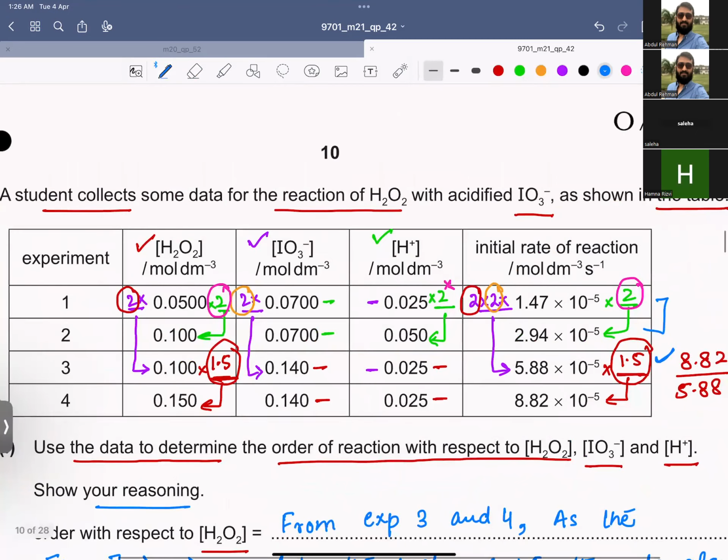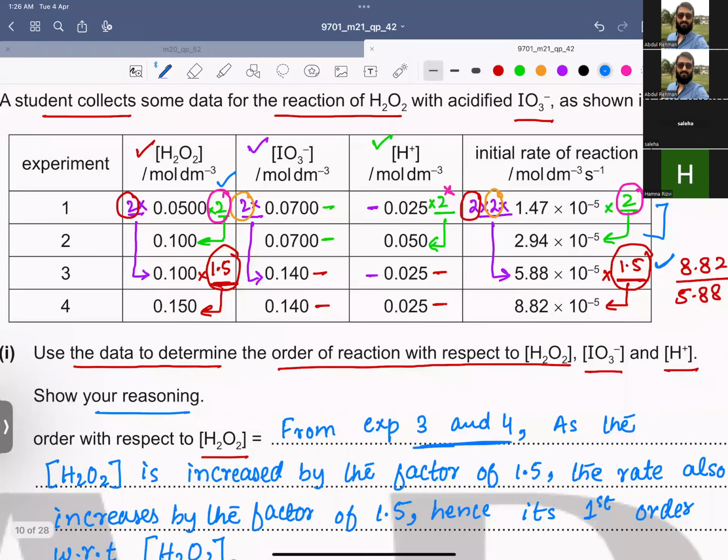So it means the rate change is only due to the change in the concentration of H2O2, because we already figured out that the order with respect to H2O2 is 1, right? We already know this from experiments 3 and 4, that the order of hydrogen peroxide is 1. So if the rate is changing by a factor of 2 and the concentration of hydrogen peroxide is also changing by a factor of 2, it means whatever change came in the rate is due to the change in the concentration of H2O2, right?